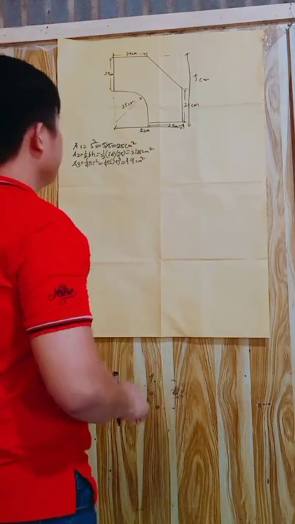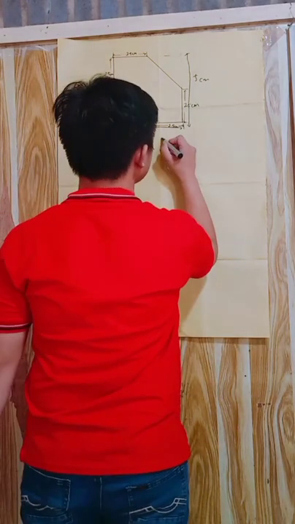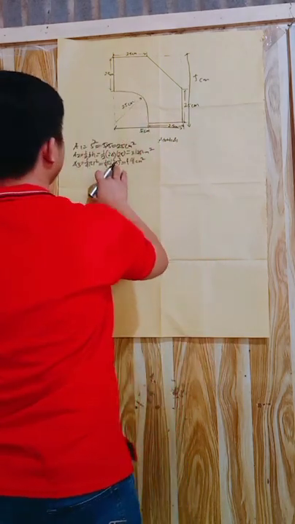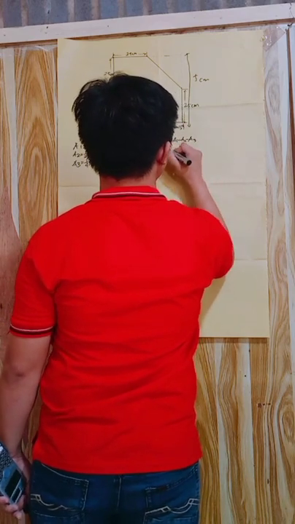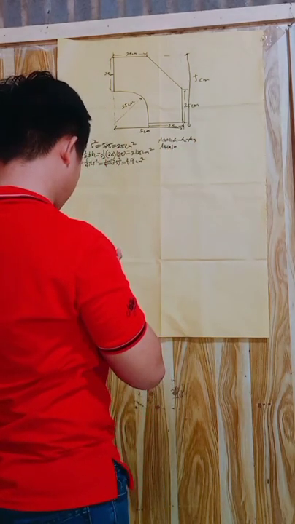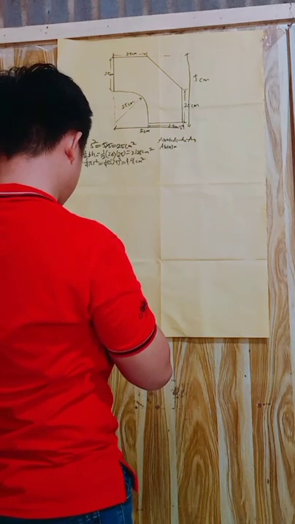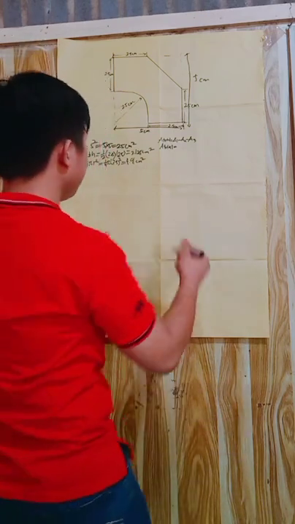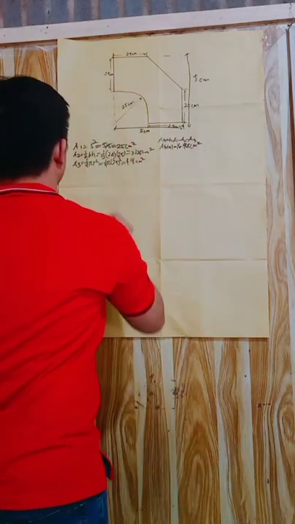And then the next thing we need to do is to add all the areas to get the total area. We take area 1, then subtract area 2 and subtract area 3. Area total is equal to 25 minus 3.125 minus 4.91, which is equal to 16.965 centimeters squared.